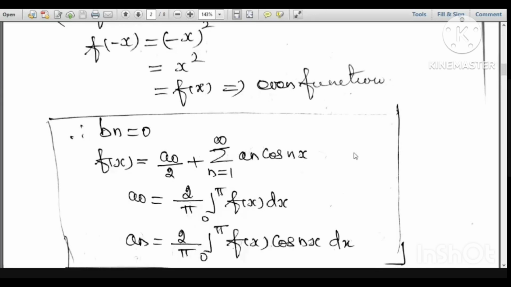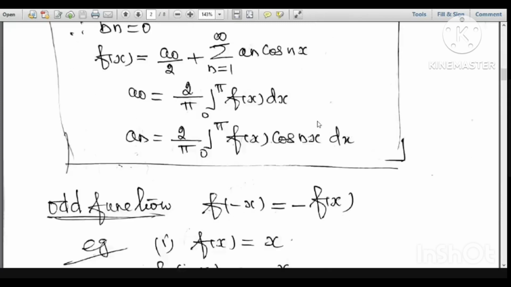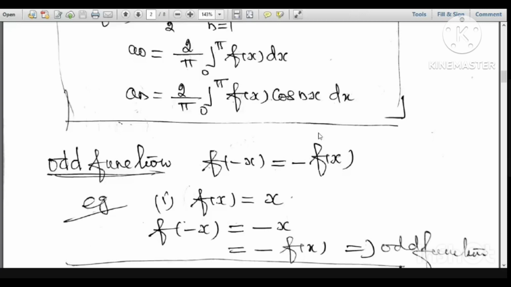a n is equal to 2 divided by pi integral over the limit 0 to pi f of x cos nx dx. So these are the formulas for the even function. b n is equal to 0, f of x is equal to a naught by 2 plus summation n equal to 1 to infinity a n cos nx, where a naught is equal to 2 divided by pi integral over the limit 0 to pi f of x dx, and a n is equal to 2 divided by pi integral over the limit 0 to pi f of x cos nx dx. This is for the even function.